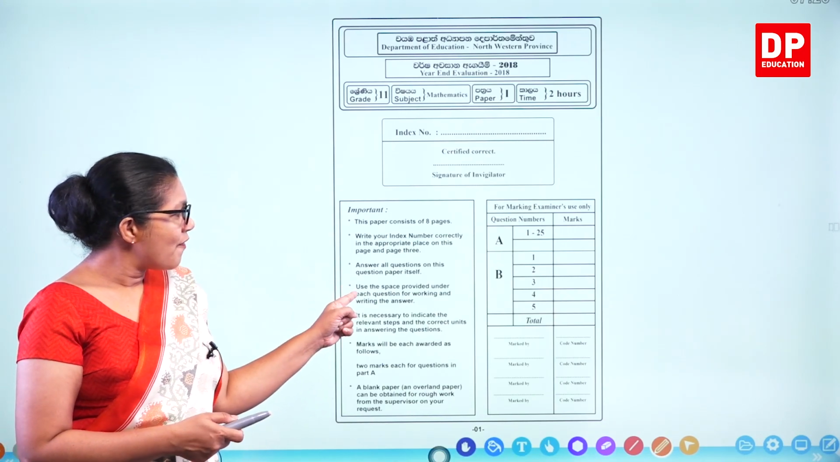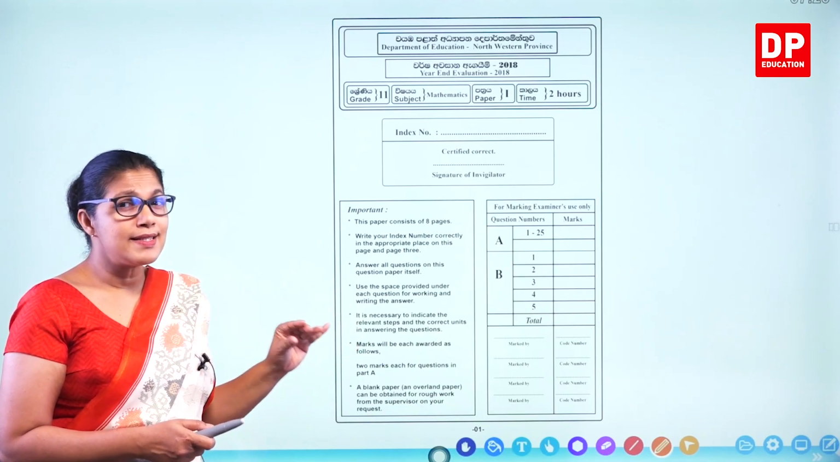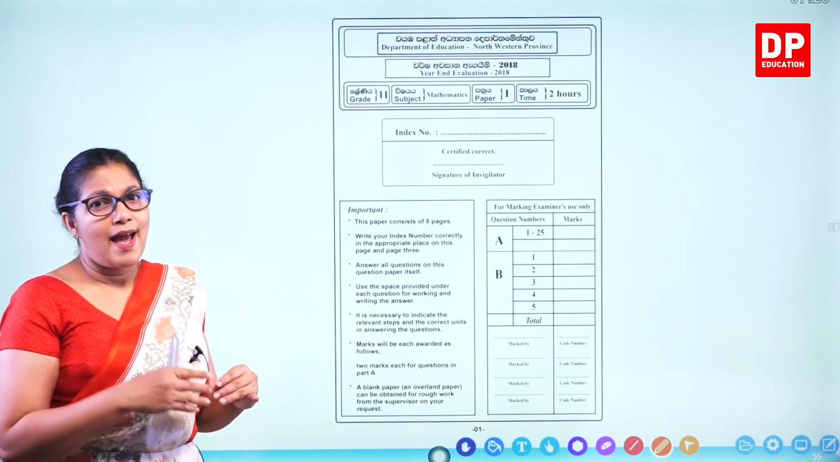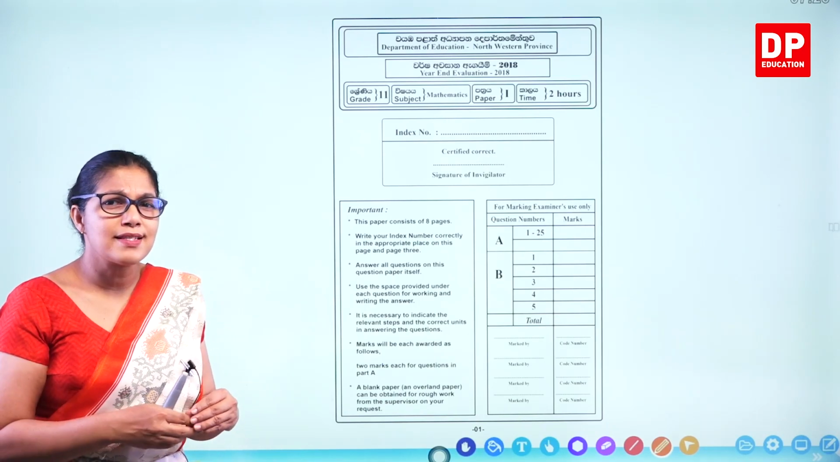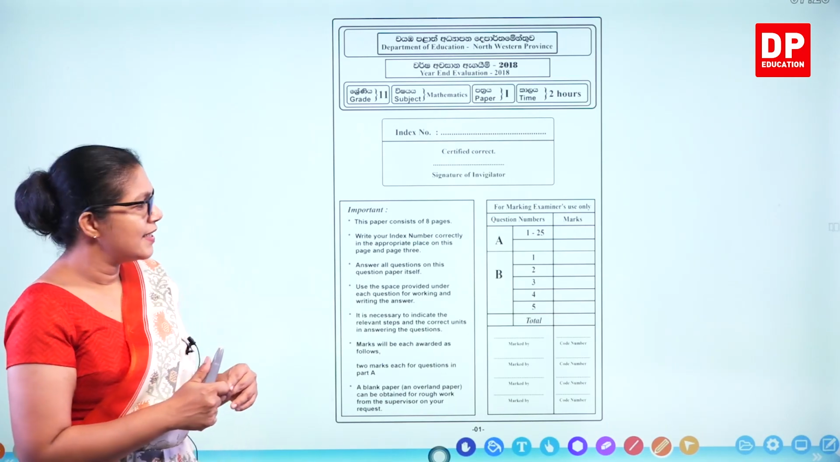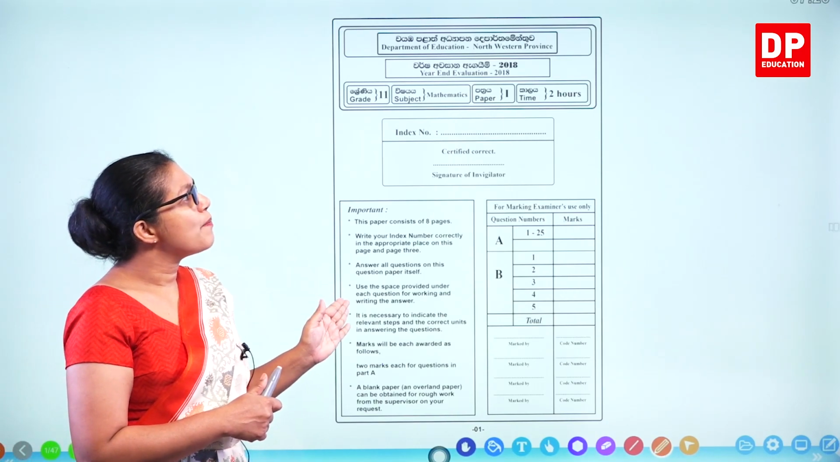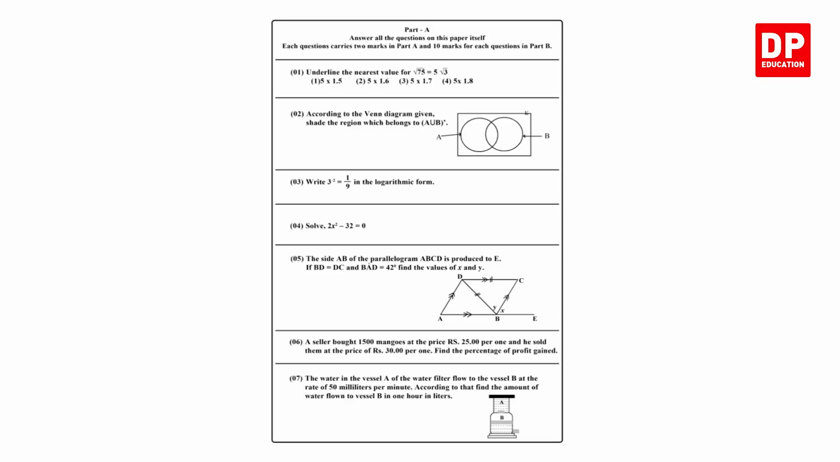Spaces are provided in this paper, so make sure that you write all the steps inside the space given. In paper 2, spaces are not given, so you can ask for lined papers for that. So we'll try to do this one, 2018 Northwestern Province, Paper 1. These are the questions you can try first, and after you finish, check with my answers.